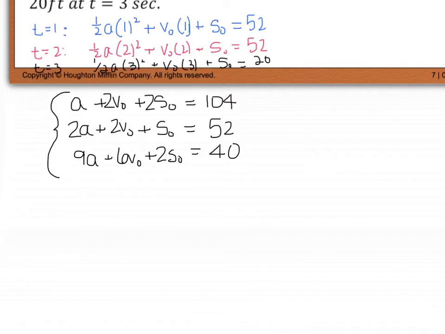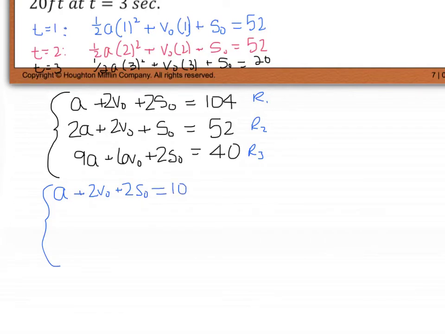So now I have three equations, three unknowns, which is a square system, and now I have to go about solving for this. Equation 1 is good, and remember this is R1, R2, and R3. So if I come over here, I'm going to leave that as a plus 2v sub 0 plus 2s sub 0 equals 104. I have my coefficient of 1 on my first term. Now I'm going to have to come up with a new second equation.